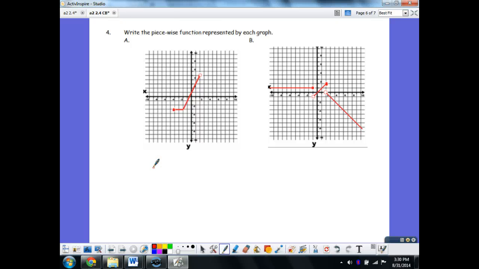Last but not least, we have given graphs of piecewise functions. We are going to write the piecewise functions represented by graphs. With these, notice how the graphs look like they are in more than one piece. Okay? Then we need to represent them with piecewise functions. So we are going to start them off, and we need the braces.